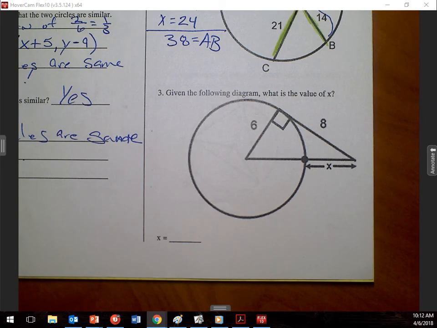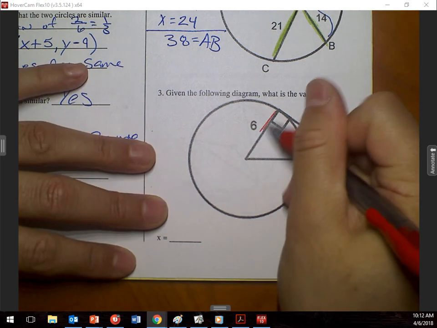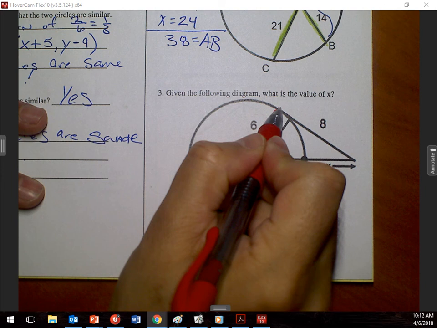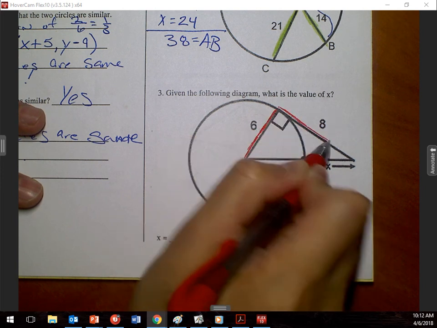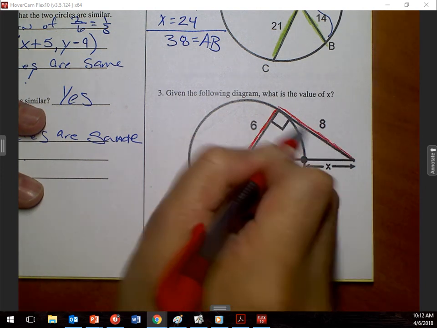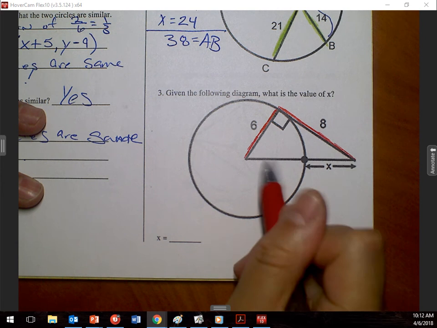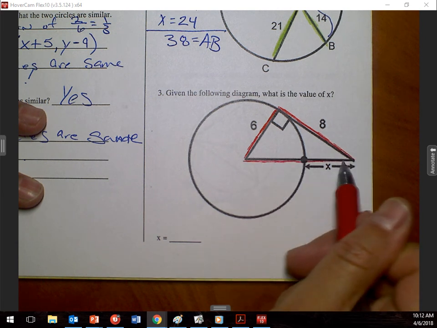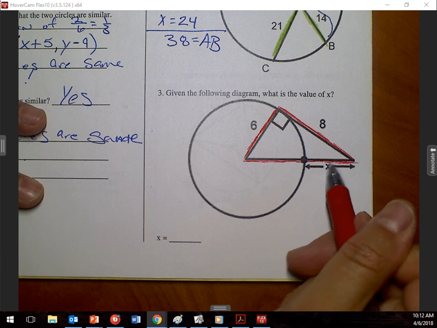All right, given the following diagram, what is the value of x? Now, what type of triangle do I have here? Right. You are right, it's a right triangle. That's cool. And in a right triangle, how do I find the missing side of a right triangle? Pythagorean Theorem.